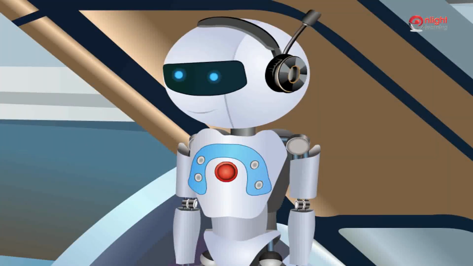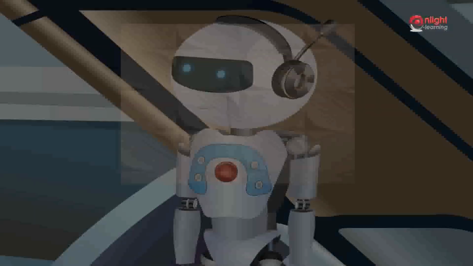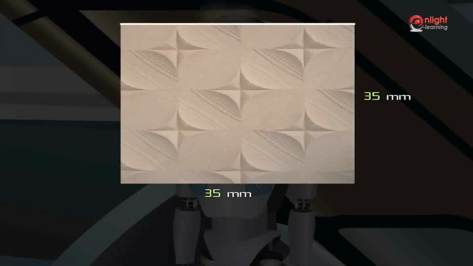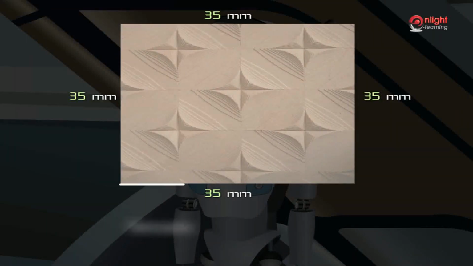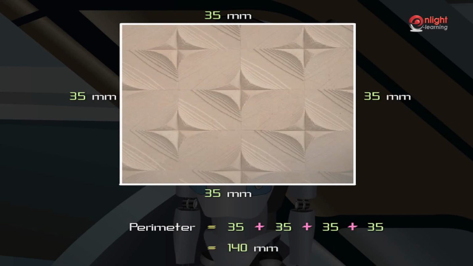Now, let us consider another square-shaped object. For example, consider a square-shaped tile. The measurements of the tile are as shown in the figure. Hence, the perimeter can be found by summing up the lengths of all the sides, which in this case is equal to 35 mm plus 35 mm plus 35 mm plus 35 mm, which is equal to 140 mm.